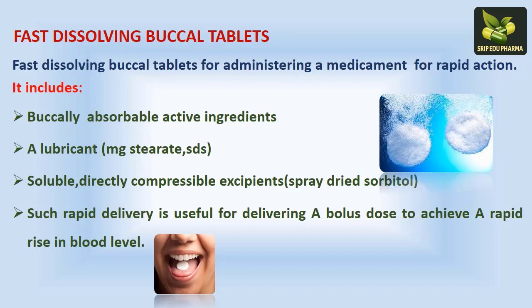The key ingredients include a buccal absorbable active ingredient, a lubricant, magnesium stearate for example, and a soluble, directly compressible excipient, spray dried sorbitol for example. Such a tablet is useful for delivering a bolus dose to achieve a rapid rise in blood level. So this is the main objective of administering fast dissolving buccal tablets.